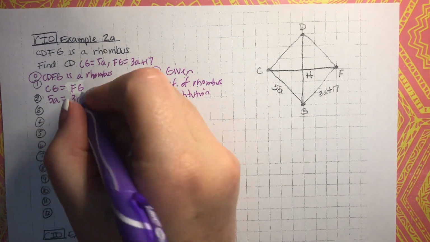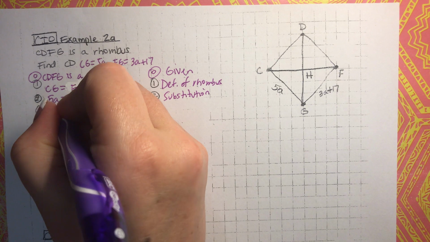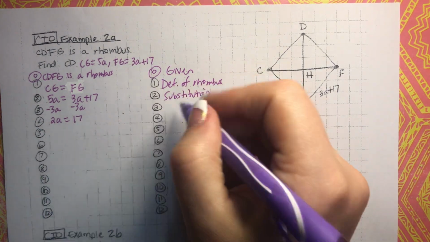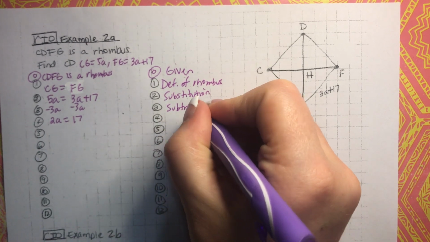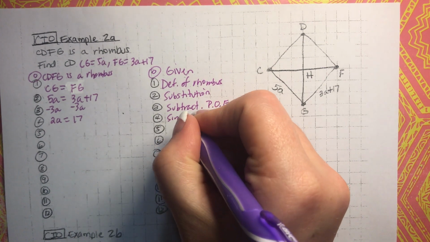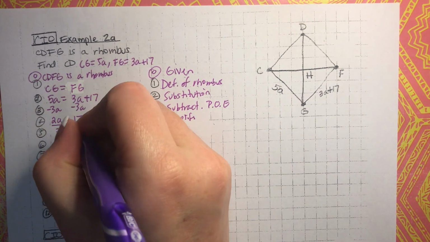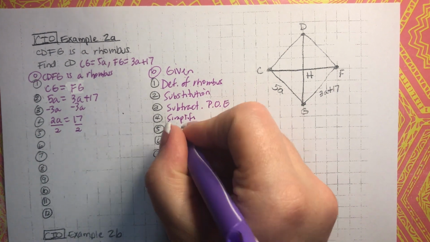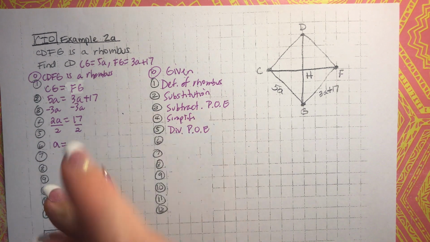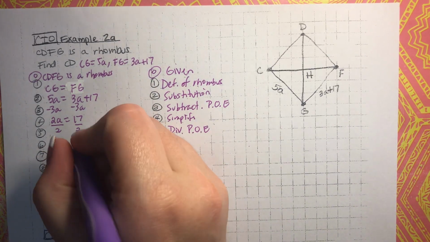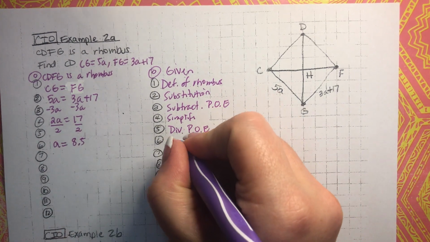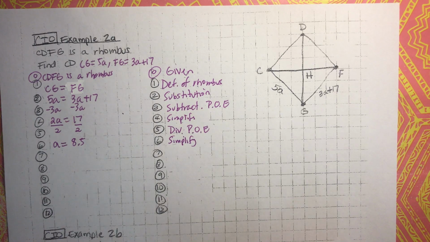Now we're just going to do algebra, right? So subtraction, property of equality. That's subtraction, property of equality. This is simplifying. And then we got to get A by itself, so we're going to divide by 2 to both sides. That's division, property of equality. So we end up with A equals 17 divided by 2, what, 8.5? Yes, simplify. Okay, now we know what A is.